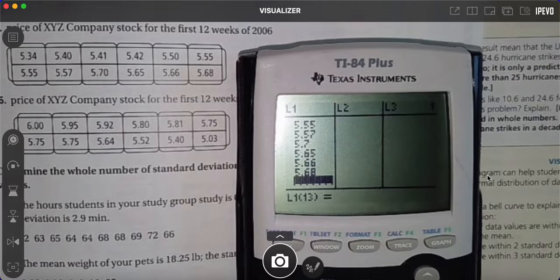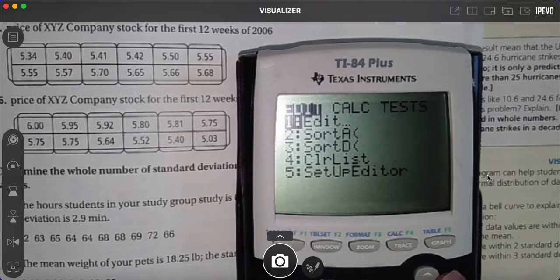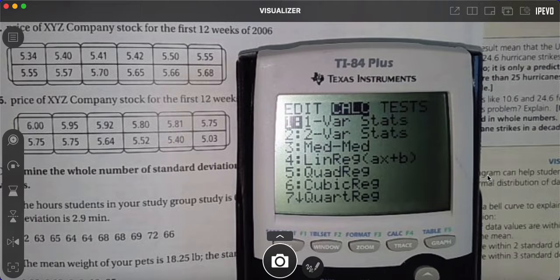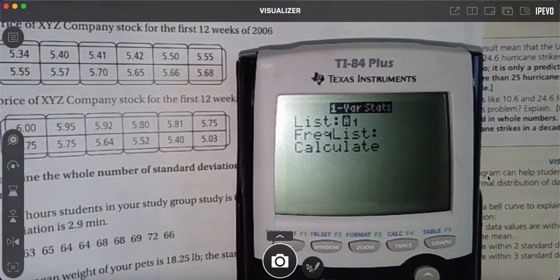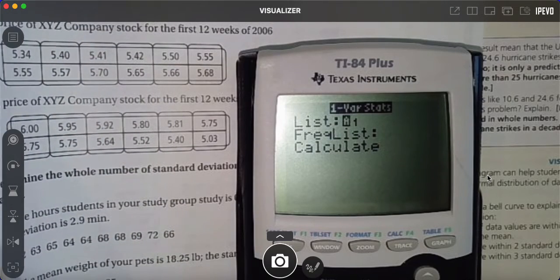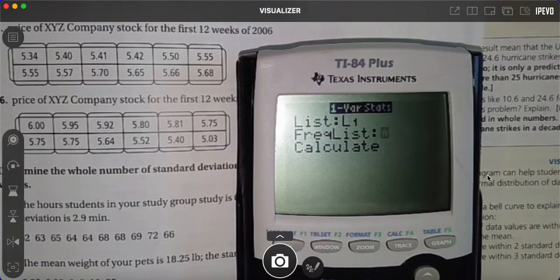Now what are we going to do with these numbers? We're going to calculate something. Press the stat button, and go over to calculate. We only have one set of data, so it's one variable statistics, the first thing up there. Press number 1. It should have list 1 right there, and that's where you put your numbers.